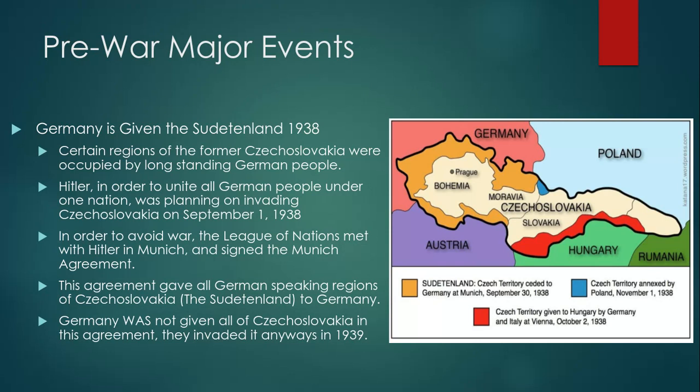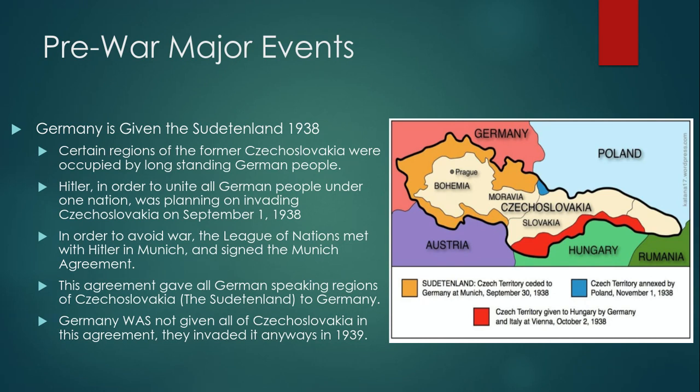Germany is given the Sudetenland. Certain regions of the former Czechoslovakia are occupied by long-standing German people. Hitler decides, again, he's trying to unite anyone who speaks German, so he invades Czechoslovakia on September 1st, 1938.